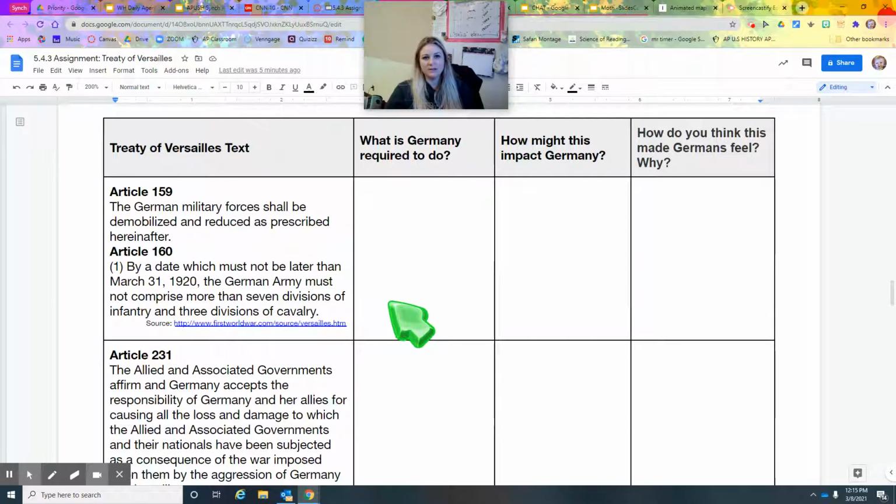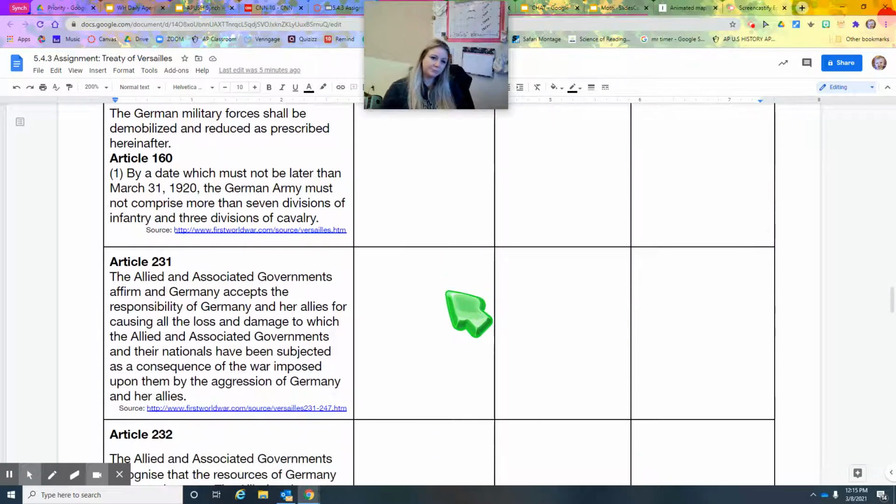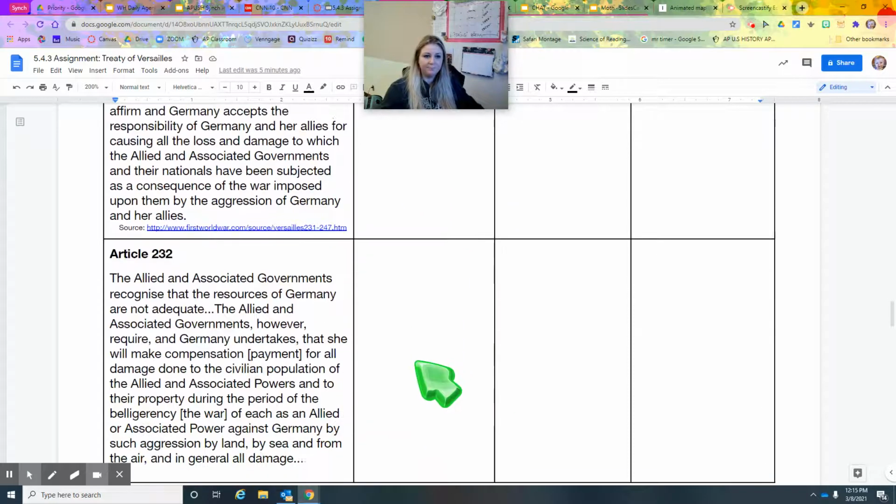So what is Germany required to do here? How might this impact Germany? How do you think it makes them feel? All right, Article 232. You can pause and answer these questions.